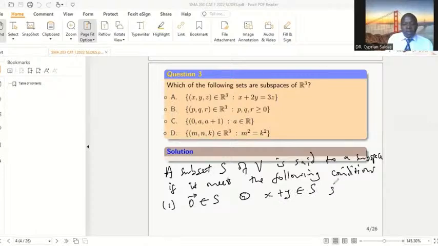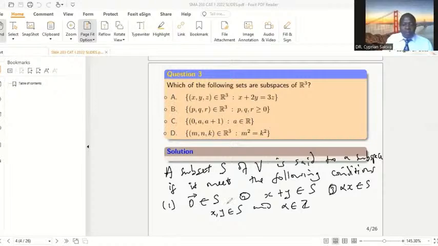Then the last condition is closure under scalar multiplication. That means if I pick a scalar alpha and multiply by x, where x is a member of S and alpha is any scalar, this product should be in S. Remember here that x and y are in S, and alpha is any scalar. Now, these three are the conditions that must be fulfilled by S for S to be a vector subspace.